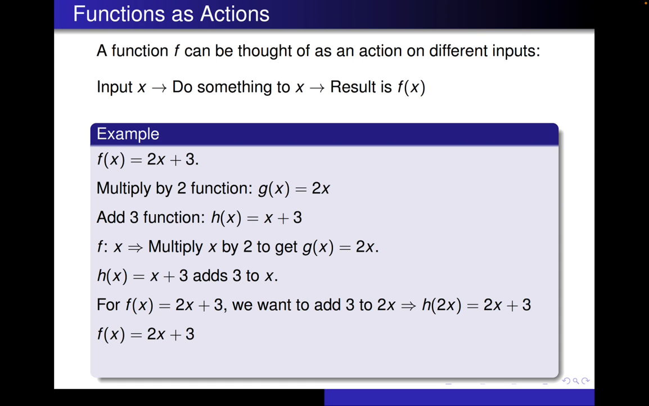So our f of x is equal to 2x plus 3, which, as we've seen, is h of 2x. But which, as we've also seen, 2x is equal to g of x. That means our f of x is equal to h of g of x. So we start with x. We do g of x to that to get 2x. And then we do h to g of x to get 2x plus 3.